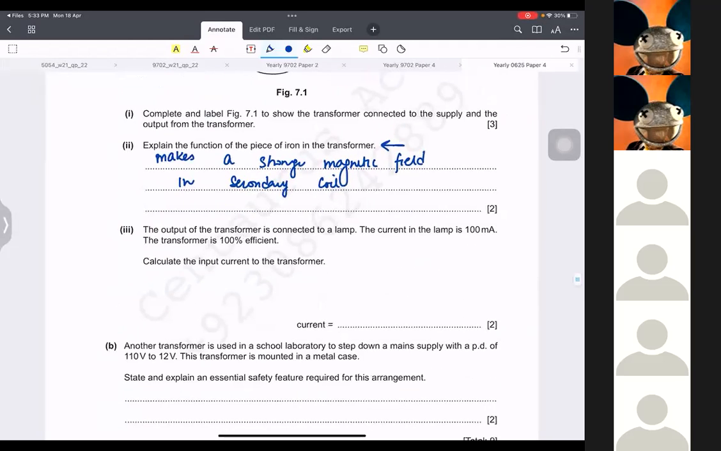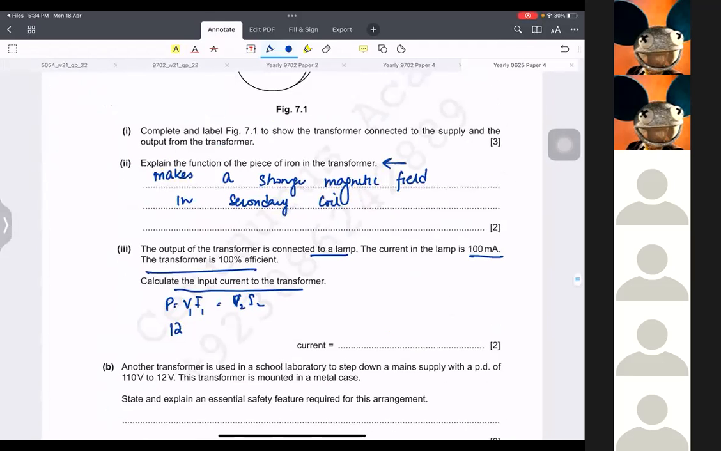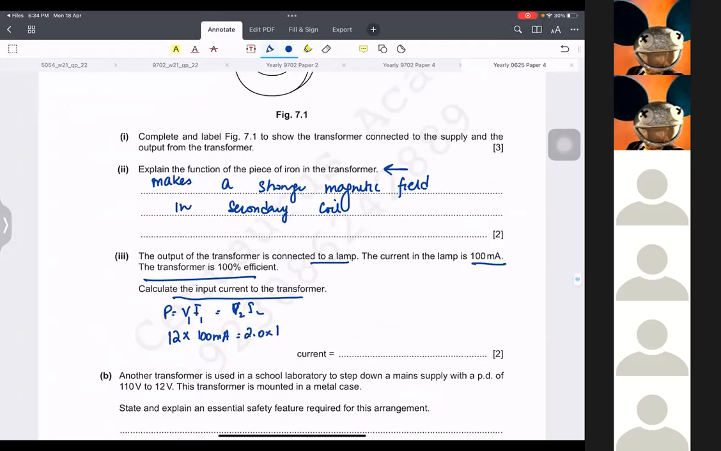Now, the output of the transformer is connected to a lamp. The current of the lamp is this. The transformer is 100% efficient. So calculate the input current. Now, it's very easy. If you don't know how to do this, I'll tell you. Power is equal to VI, right? Since power is the same, V1 I1 will be equal to V2 I2. Now the voltage is 12 in the first step, that's 12, and the current is 100 milliamps. We want to reduce it to 2, and the current is I2.